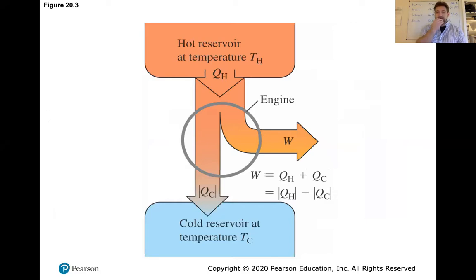And the QH is like our investment. And then QC is like the leftover. It's the part of our investment that we didn't make back. We invested QH, we withdrew W, and we were left with QC that we don't get to use. It's like a transaction fee almost.